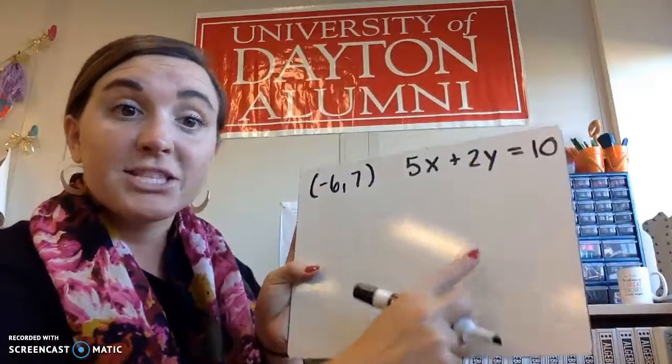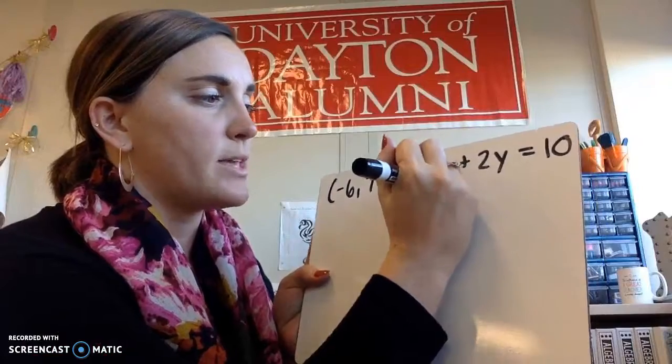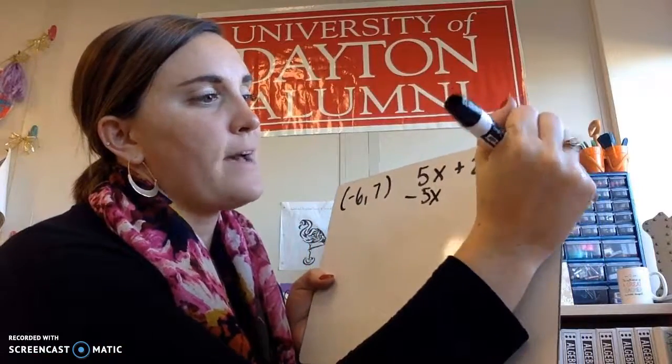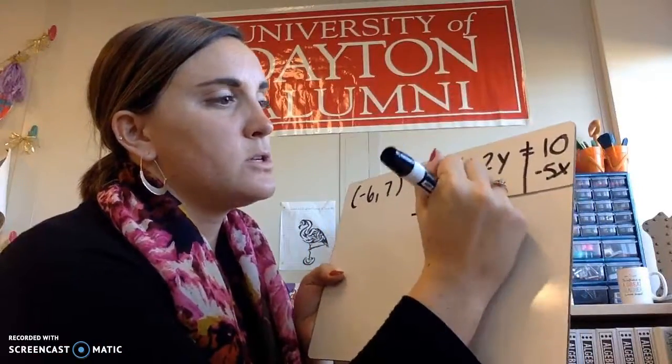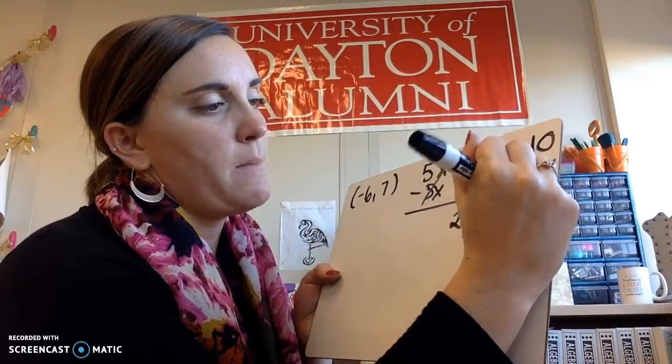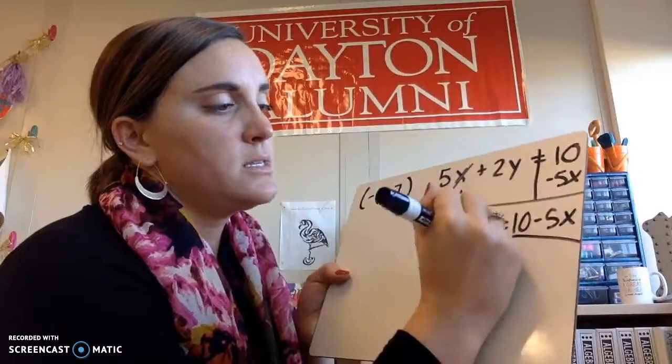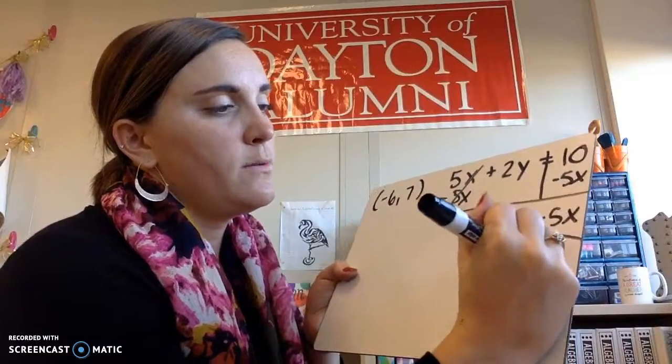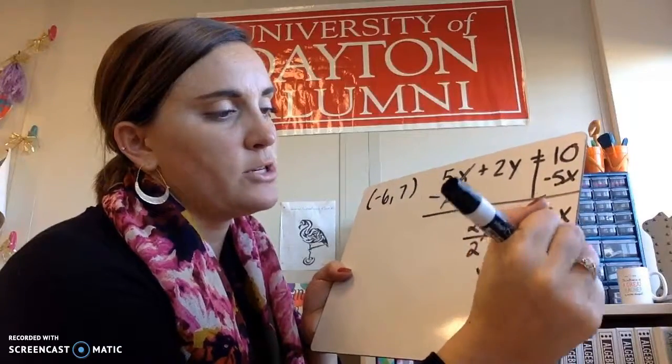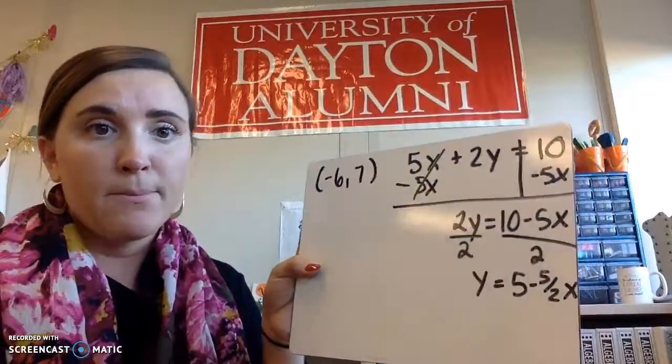All right, number 8. -6, 7, and then we've got our equation in standard form. 5x plus 2y equals 10. So first thing is to rearrange this so I know what slope I'm working with. So subtract that 5x on each side. 2y equals 10 minus 5x. Divide both sides by 2. 5 minus 5/2x. Yes, it's an improper fraction.